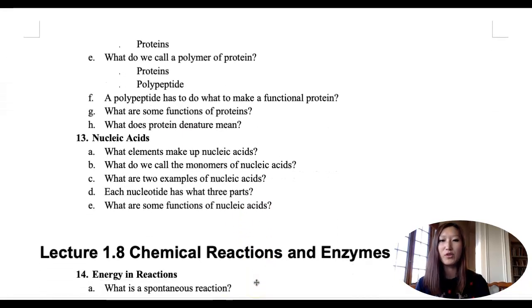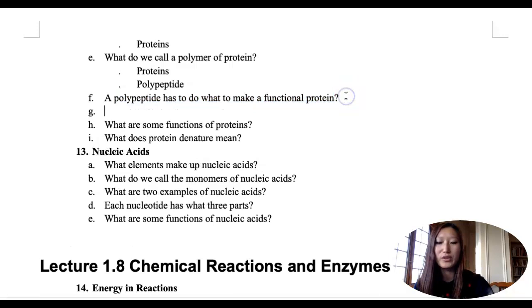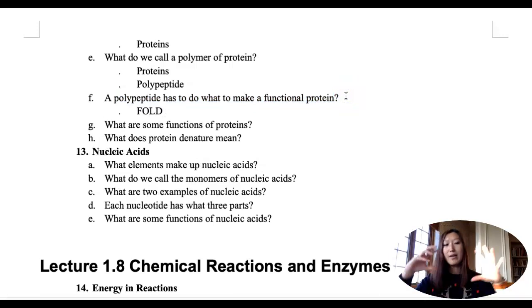So a polymer of protein would be called a polypeptide. A polypeptide has to do what to make a functional protein? It has to fold. So this folding process is really important because it's kind of like if you have a paper, right, and you're trying to make a paper airplane. You have to fold this paper airplane to make it fly, right?